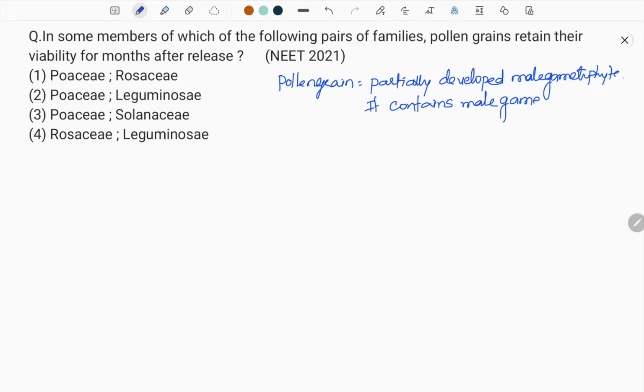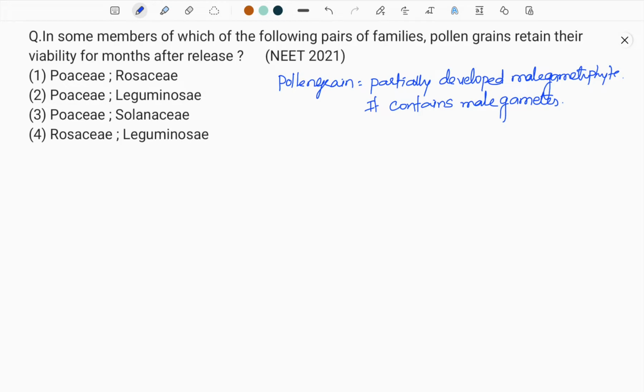So the chief function of the pollen grains is to undergo pollination, may it be self-pollination or cross-pollination. The chief function of the pollen grain is to reach the stigma. If it doesn't reach the stigma, it's not successful, so it is said to be wasted.